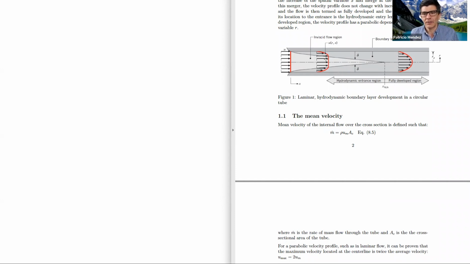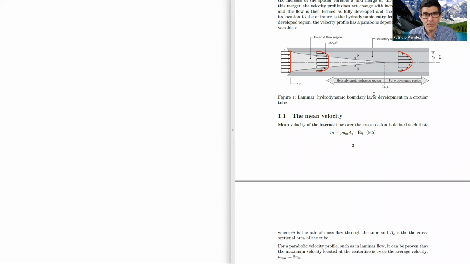One is entry length versus developed flow. Entry length is the distance over which the boundary layers that are generated on the edges of the tube eventually collide with each other. Before they collide is the entry length. After they collide, it's the fully developed flow. In entry length, we have two things: the hydrodynamic entry length, that is when the two viscous boundary layers collide, or the thermal entry length, that is when the two thermal boundary layers collide.